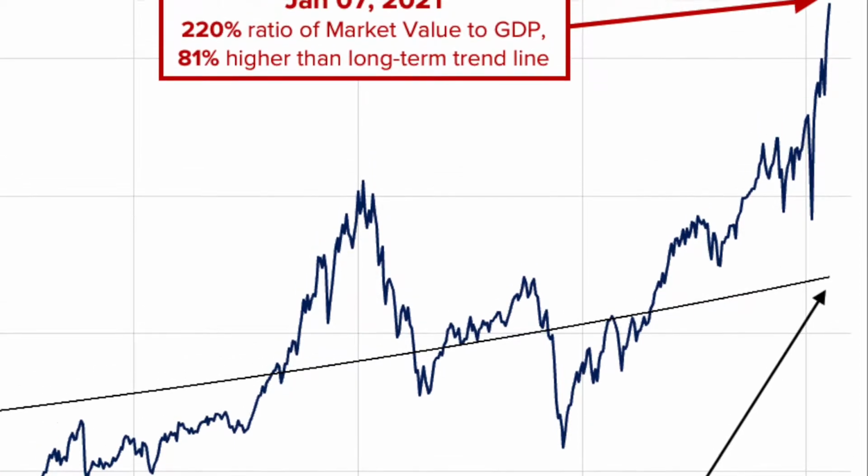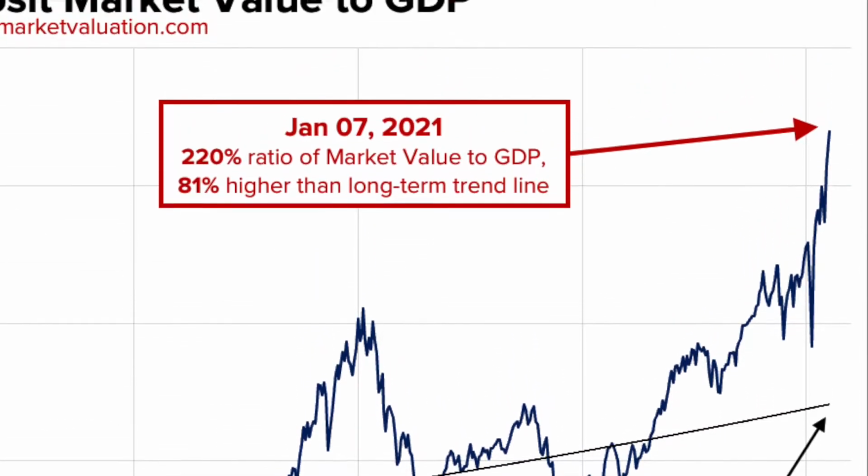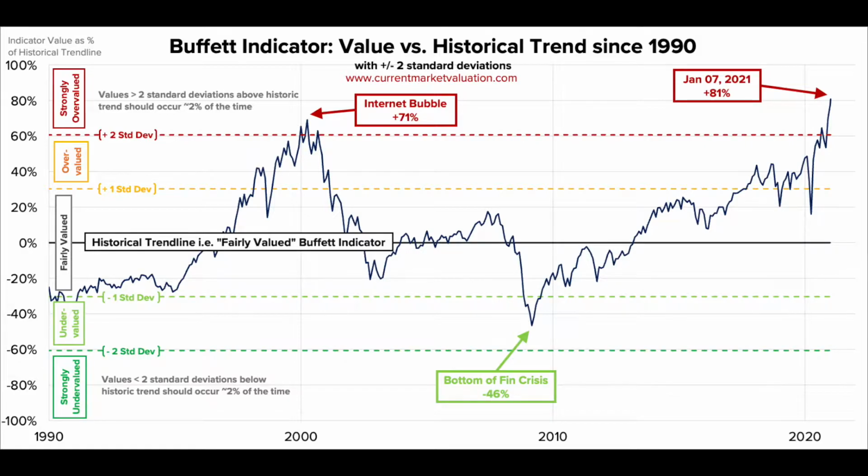But the current stock market value is more than double the GDP of the United States. And every time this has happened, it is an indication of inflated asset prices, also known as a bubble, which then burst, leading to a huge market crash. And as you can see in this graph, since the 1990s we had two huge market crashes.